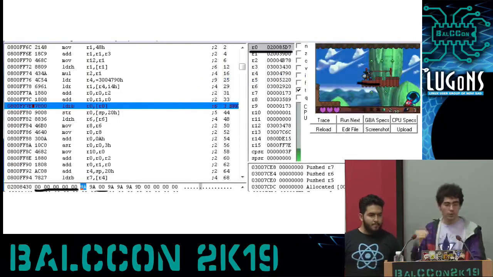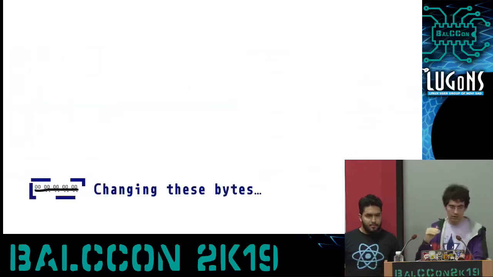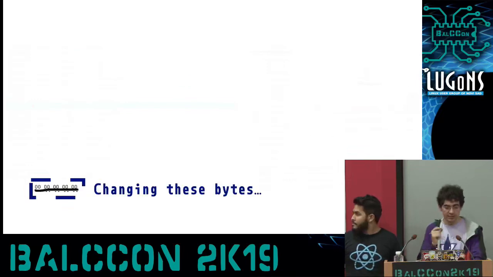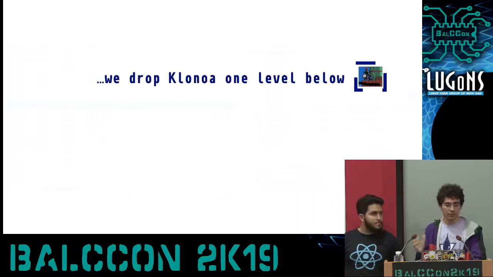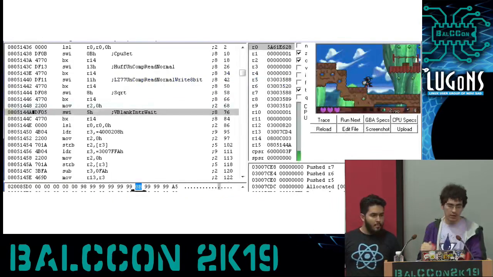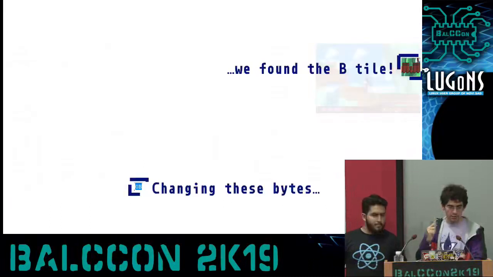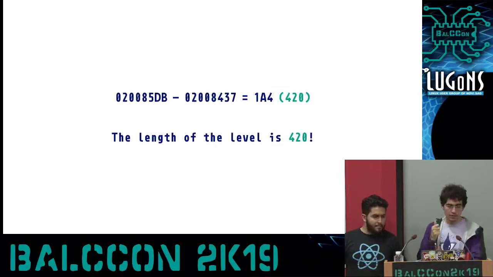Then we need to drop Clonal one level below in order to get the address of the tile of the second level. To do it, we just need to change the tile below him to 0, 0. And we can see that Clonal is one level below now. And as the last step, we need to guess the address of tile B. We know that tile B is near him, so we can find this tile by changing tiles around it. Because we have the address of tiles A and B, we can subtract to get the length of the level. It is 420.